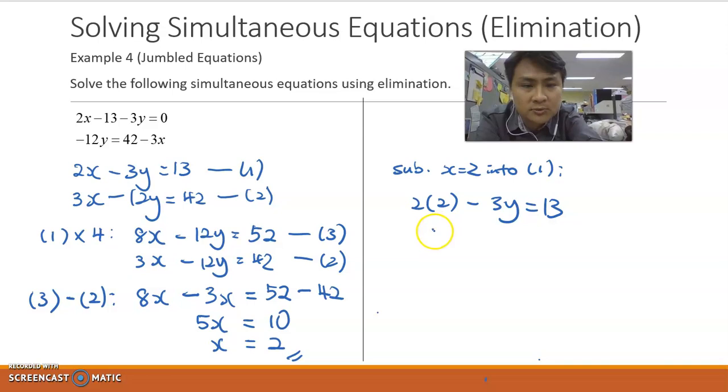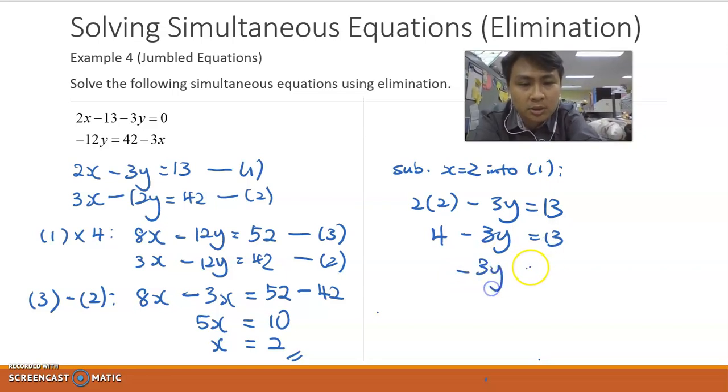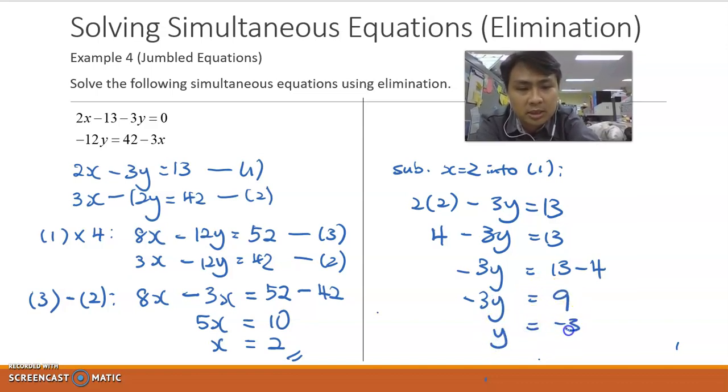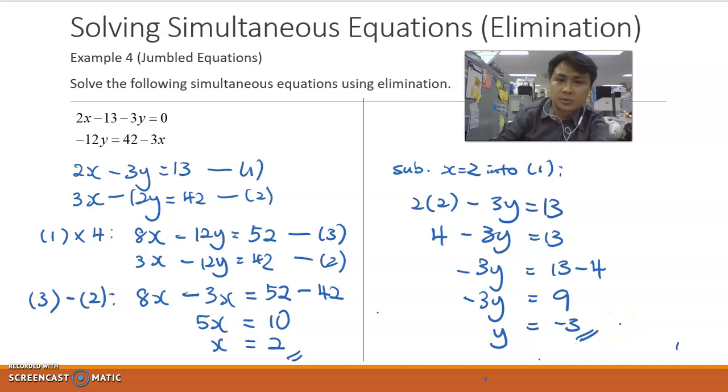So 2 times 2 is 4. 4 minus 3y is 13. Negative 3y will be equal to 13 minus 4. I bring the 4 over to the other side, so it's 13 minus 4. Negative 3y will be equal to 9. y will be equal to negative 3. This will be our answer. Do you know how to solve it?